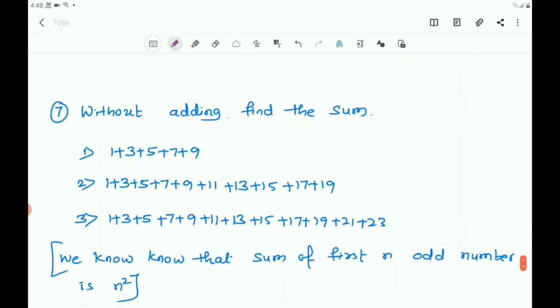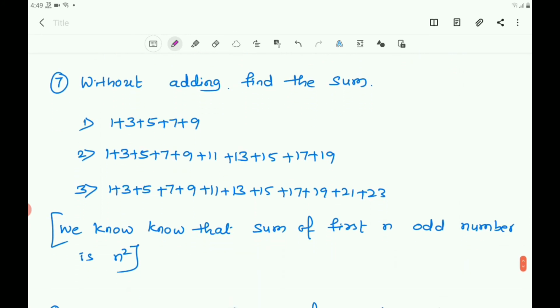Next one is 7th question. Without adding, find the sum. Here the first one is 1 plus 3 plus 5 plus 7 plus 9. Second one, 1 plus 3 plus 5 plus 7 plus 9 plus 11 plus 13 plus 15 plus 17 plus 19. Third one is 1 plus 3 plus 5 plus 7 plus 9 plus 11 plus 13 plus 15 plus 17 plus 19 plus 21 plus 23.